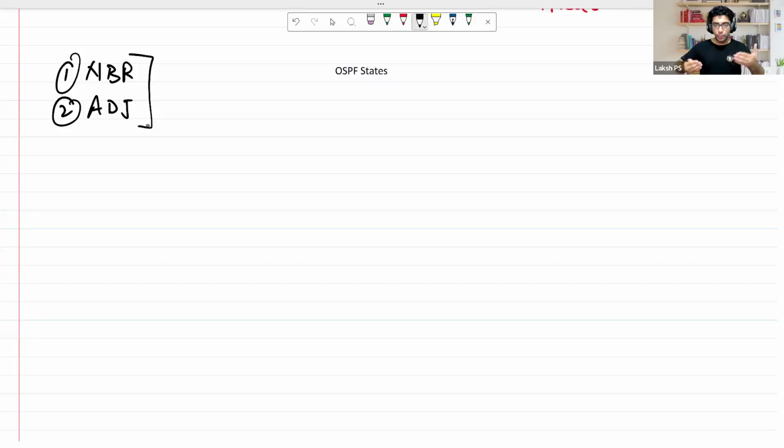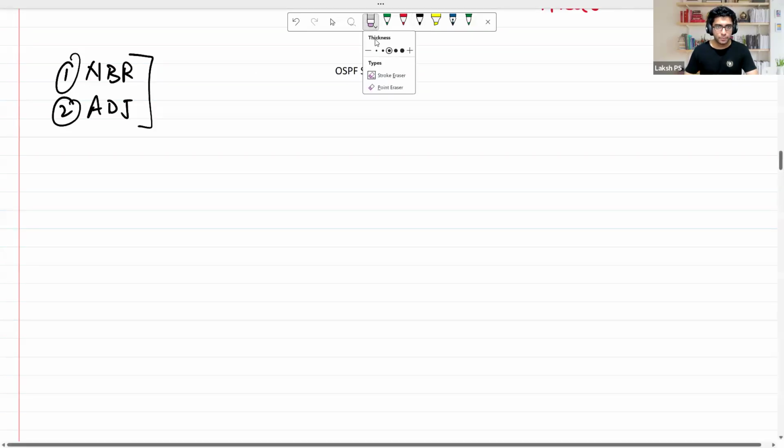So to become friends first, they have some criteria. Then to become best friends or to become the adjacent or create adjacency, they have some criteria. Those criteria are called as states. All right, and we will look into those states now.